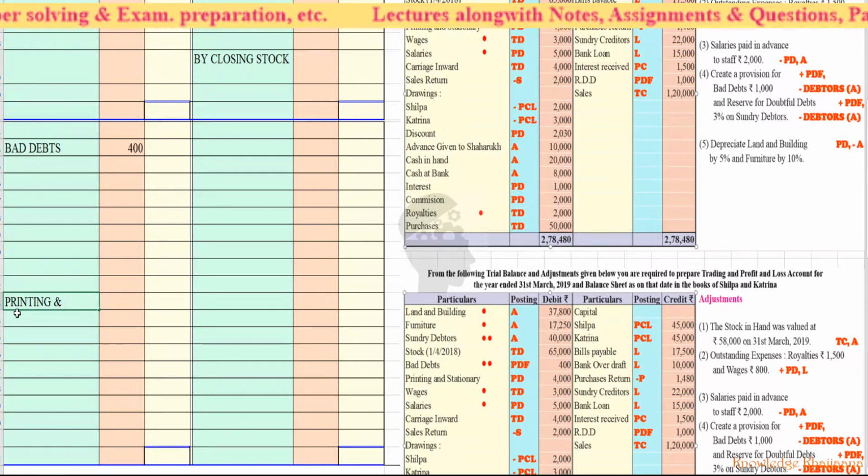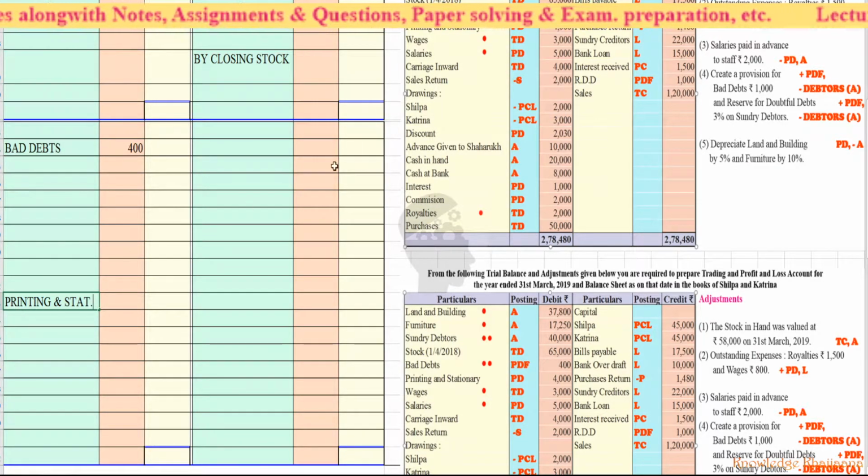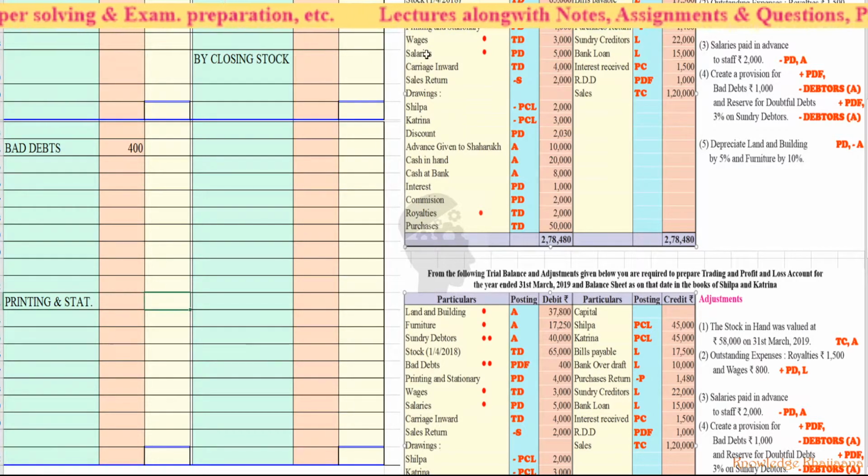Printing and stationery. Okay, printing and stationery amount is rupees 4,000. No adjustment, so outer side.